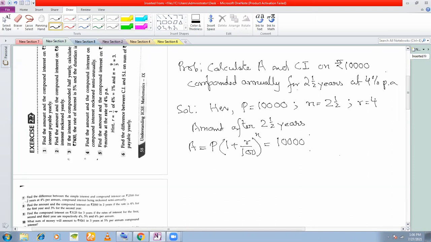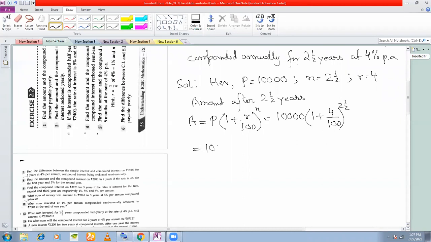10,000 into 1 plus rate is 4 by 100 to the power of N. N is 2.5. So we follow that technique here because we have a fractional power. 1 plus 4 by 100. 2.5 you can write as 2 plus half. So this now becomes 10,000 into 1 plus 4 by 100 squared into 1 plus 4 by 100 to the power of half.